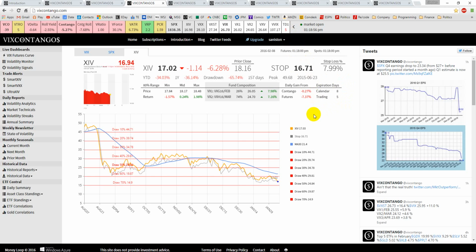In addition to that, we have a chart of the XIV where we display all the drawdown levels from the all-time peak. You know, we have 10%, 20%, 30, 40, 50, 60, 70%. The yellow line is the XIV line, the blue line is the 30-day moving average, and the gray line is the stop loss, the ATR stop level as we calculated. So the number that gets displayed up here, for each of the days in the past, you get to see that displayed in a gray line down here.